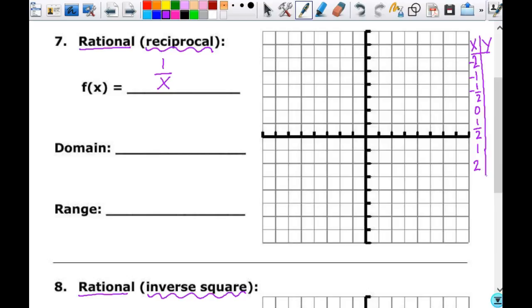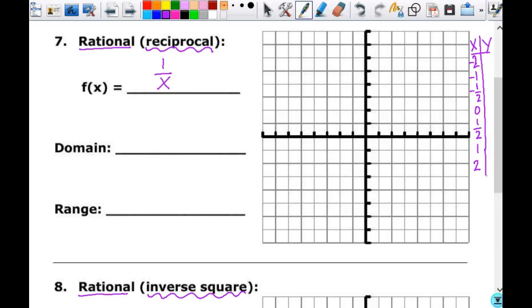Is this domain going to be -infinity to infinity? What's another way to write negative infinity to infinity, by the way? All real numbers, which is what we could have been doing. Is this one going to be all real numbers? Yes? You sure? Let's see.